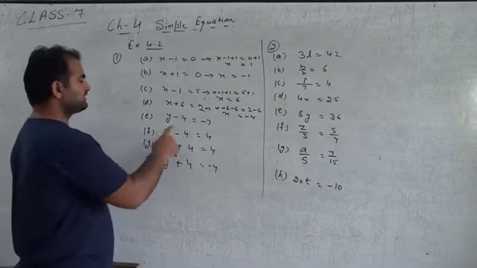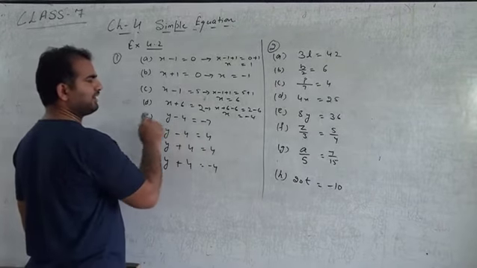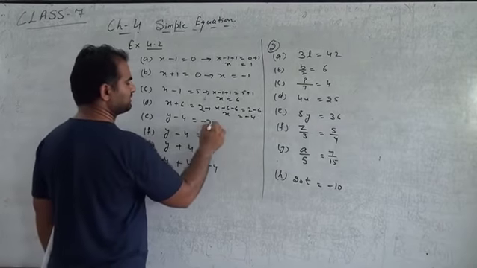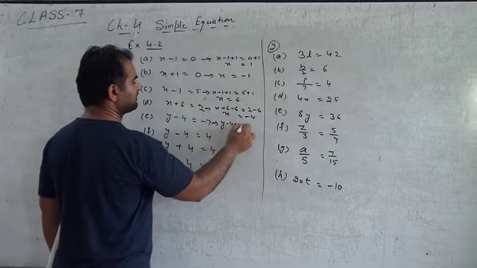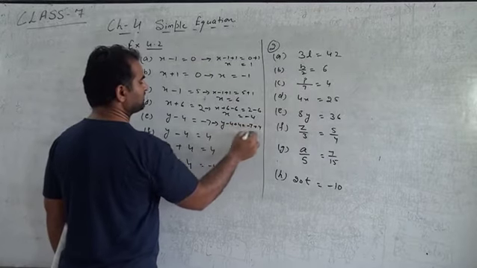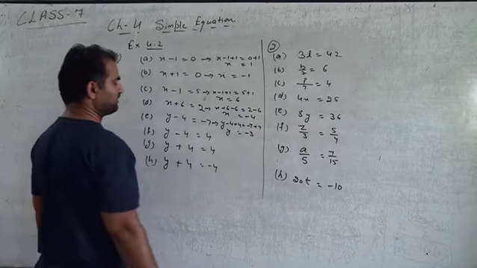Okay. Next is y minus 4 equals to minus 7. So what we will do is we will add 4 to both the sides. So it will be y minus 4 plus 4 equals to minus 7 plus 4. So y will be minus 7 plus 4, which is minus 3.